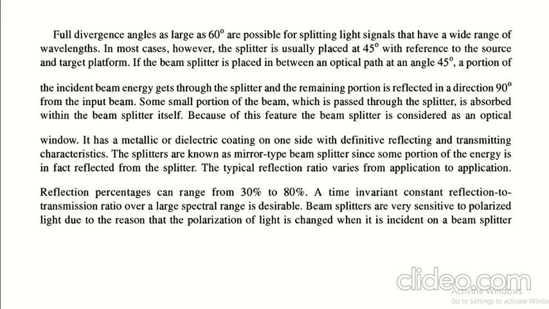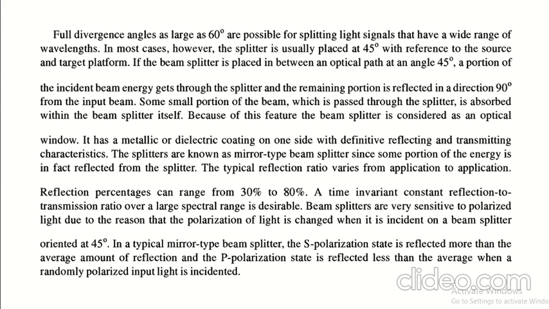Beam splitters are very sensitive to polarized light, because the polarization of light is changed when it is incident on a beam splitter oriented at 45 degrees. In a typical mirror type beam splitter, the S polarization state is reflected more than the average amount of reflection, and the P polarization state is reflected less than the average when randomly polarized input light is incident.